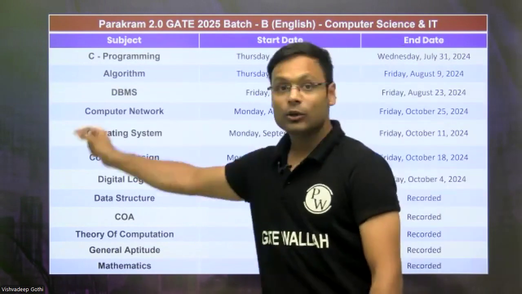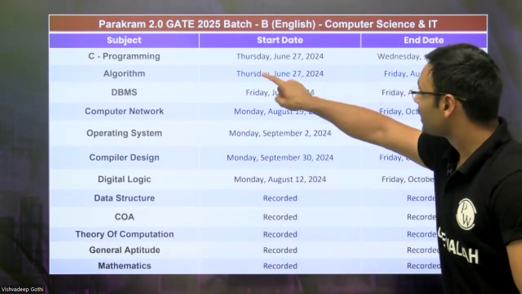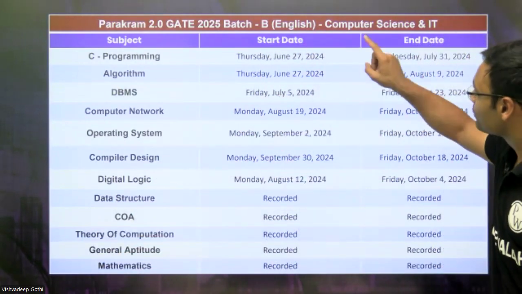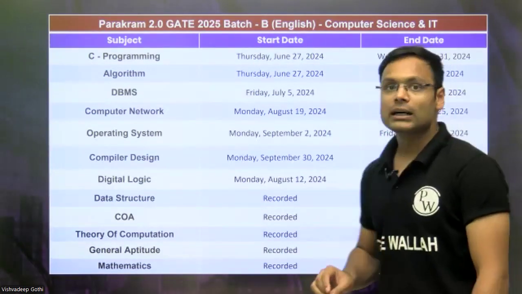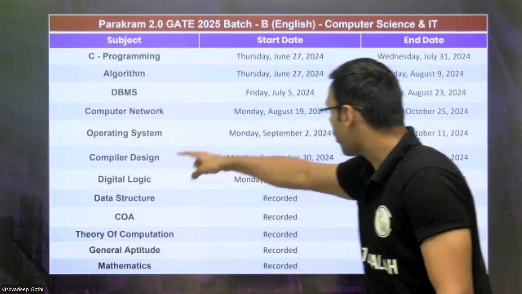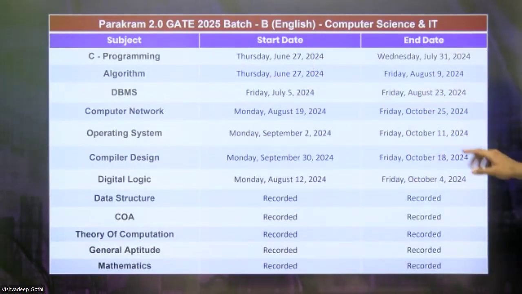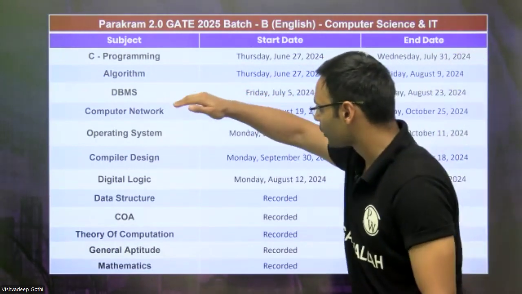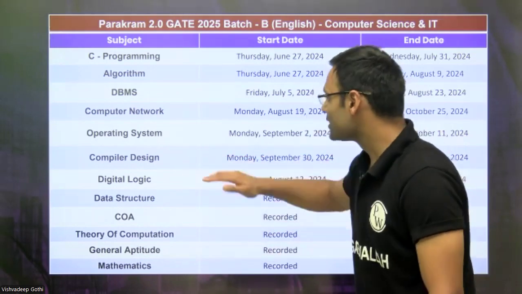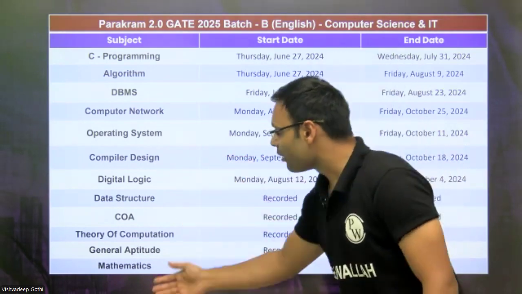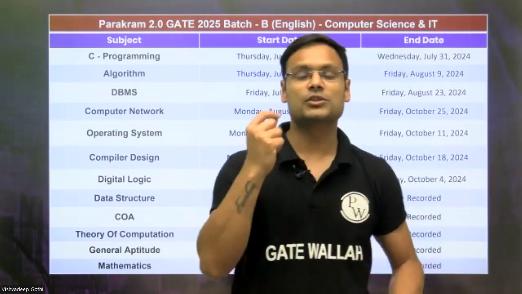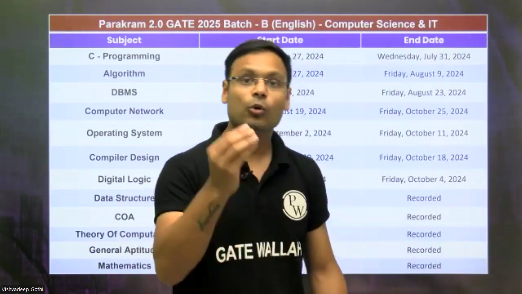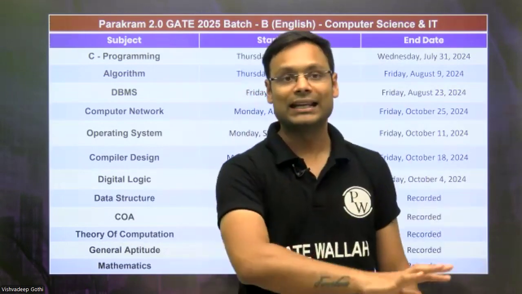Then another course, algorithm, is going to start, and that particular course is again starting from 27th June only, and that will end till August 9th. And then remaining all courses, you can understand, a lot of courses will continue: DBMS, computer network, operating system, compiler design, digital logic, and then there are few courses which we will provide you as recorded. Why? Just because we are going to cover the syllabus before the GATE examination.